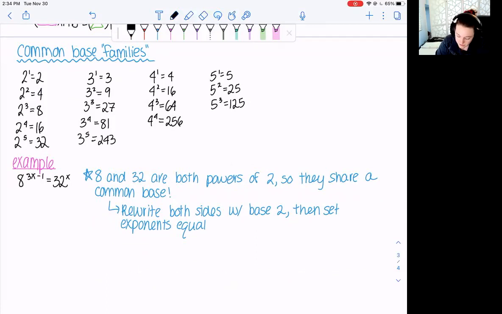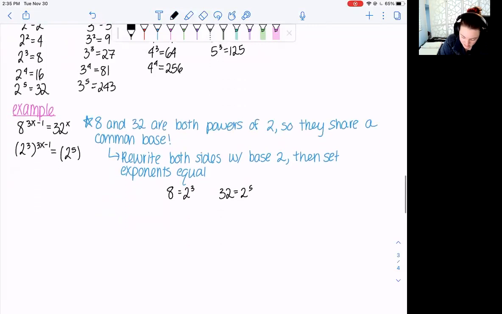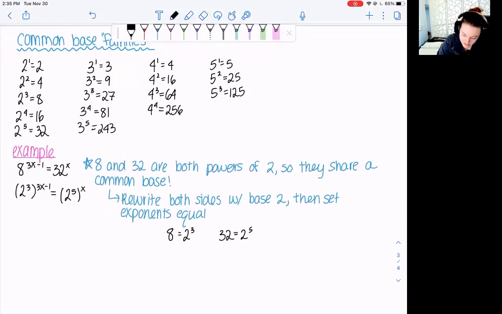In particular, I know that 8 is equal to 2 cubed and 32 is equal to 2 raised to the 5th power. So instead of 8, I'm going to write 2 cubed. So this is 2 cubed raised to the 3x minus 1. And instead of 32, I'm going to write 2 to the 5th raised to the x. So a little bit of color coding here, right?